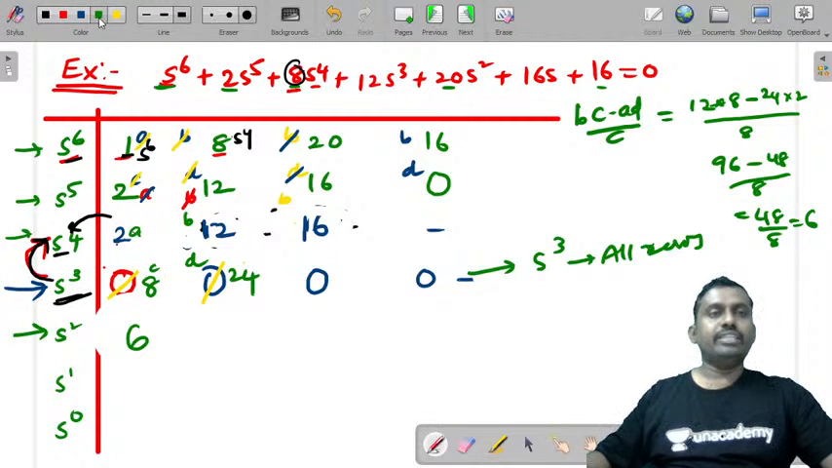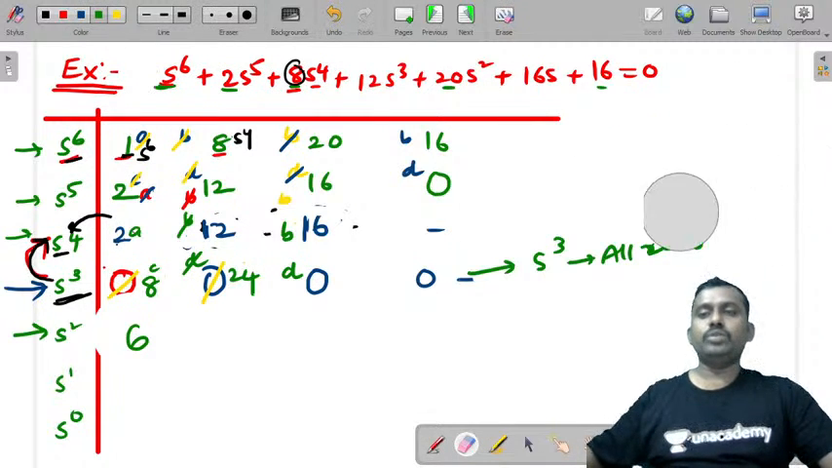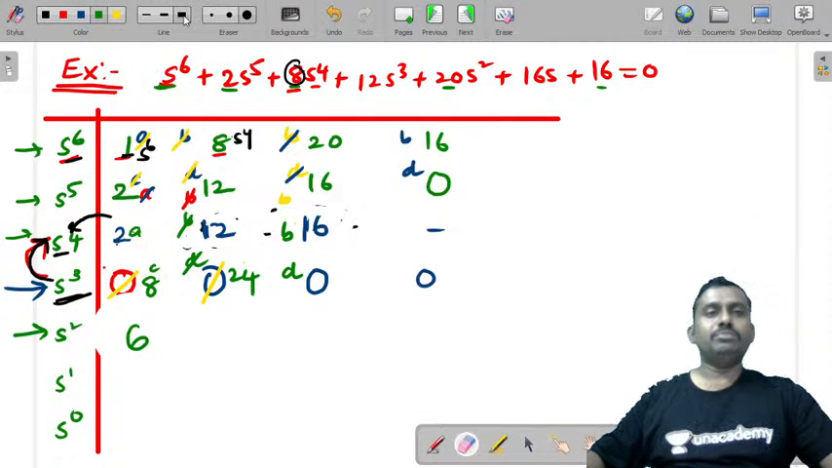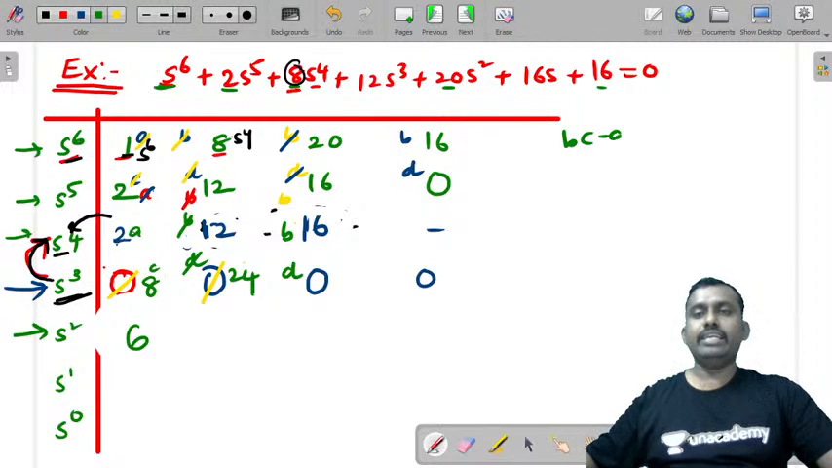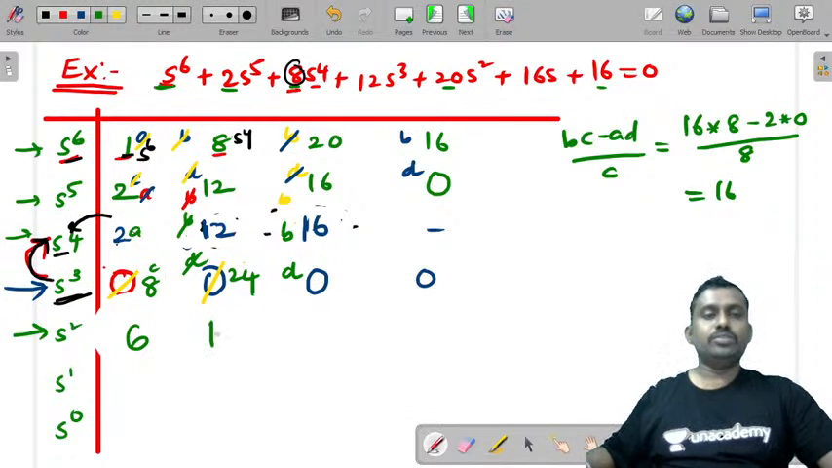Now let us shift this again. Now let us shift B and D. So this will be B and this will be D. So what is AD minus BC again? Let us try to find it. It's not AD minus BC, it's BC minus AD by C. E is 16, C is 8, minus A is 2, D is 0, by C is 8. So this will be 16. So this is a 16 value.